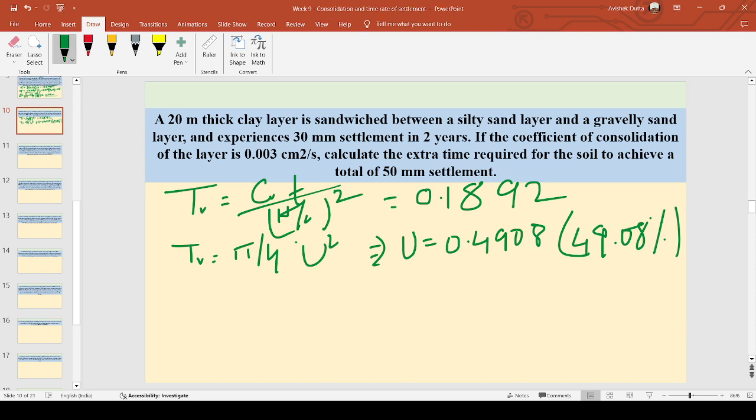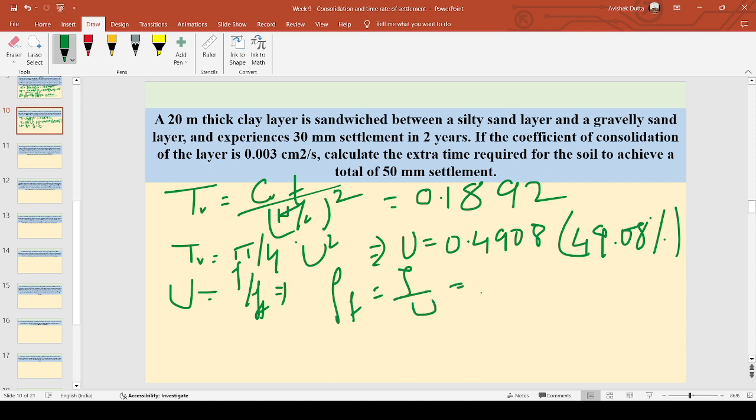Now, having said that the assumption was correct, we have to find the extra time required for the settlement. This is a complicated sum because time is involved. We first find rho by rho f. So U equals settlement by final settlement. The soil experienced a settlement of 30 in 2 years. So what is going to be the final settlement, rho f? Rho by U.